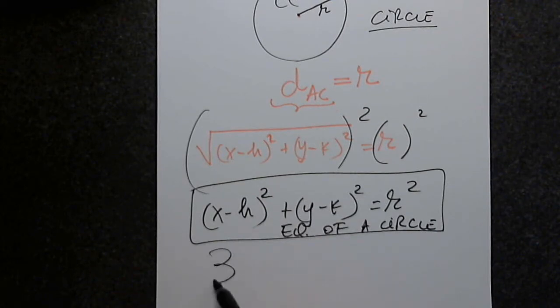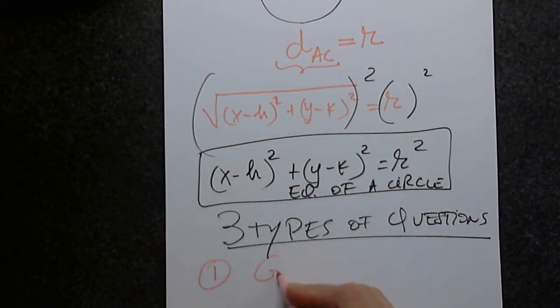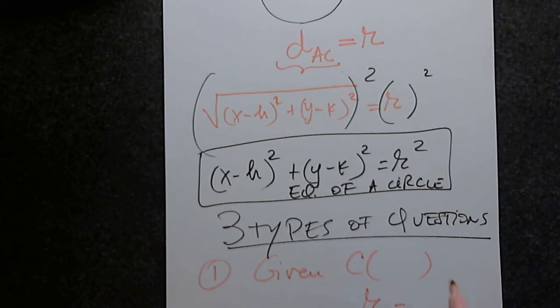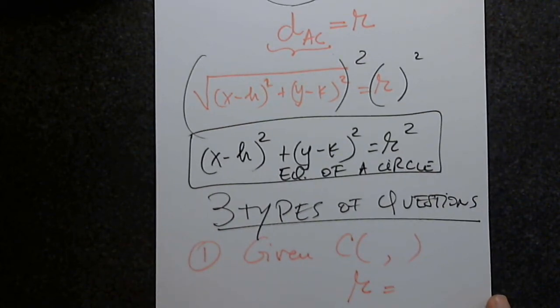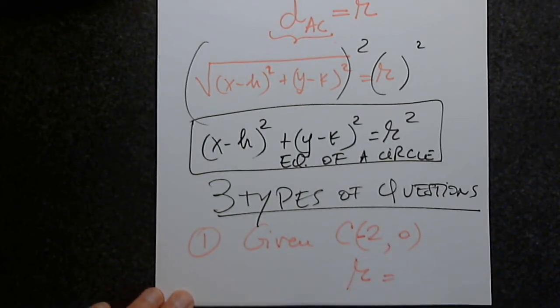There are 3 types of questions here. Question number 1. Given a center and a radius. Okay, 2 comma 0, and give me, let's say, negative 2 comma 0, and give me a radius. 16? Too big. I cannot graph it. Okay, let's say 2.